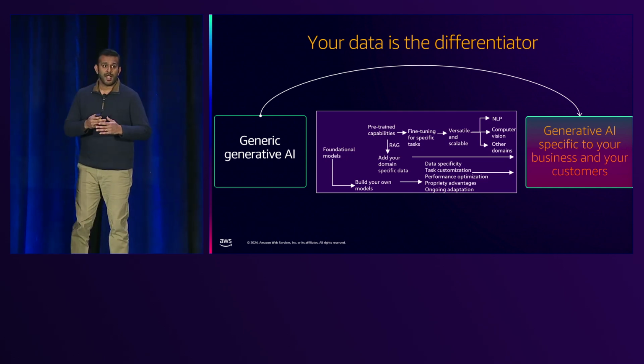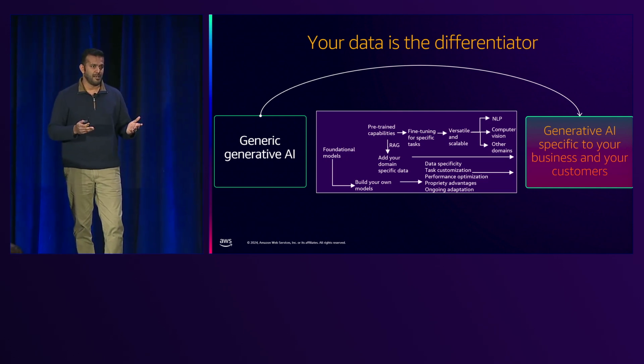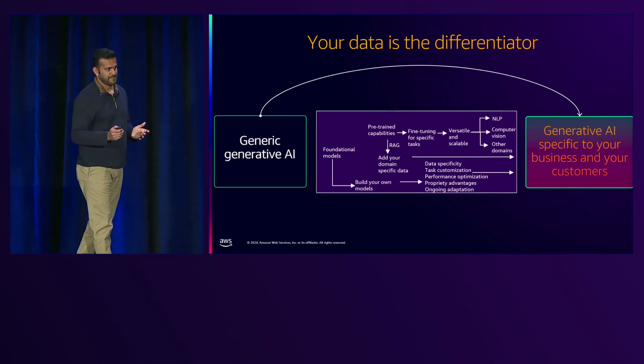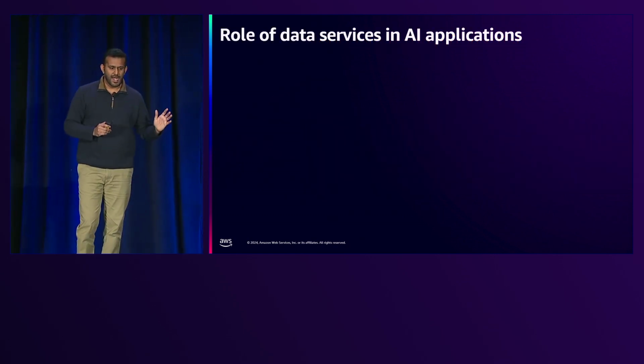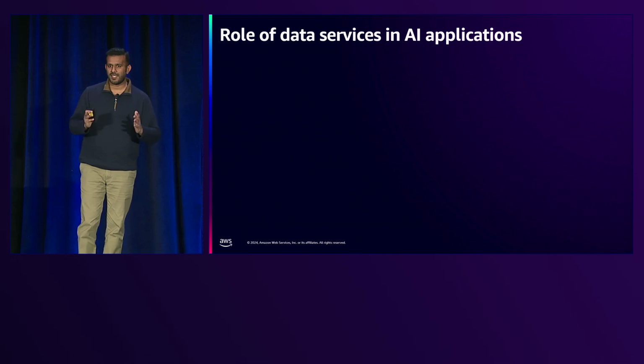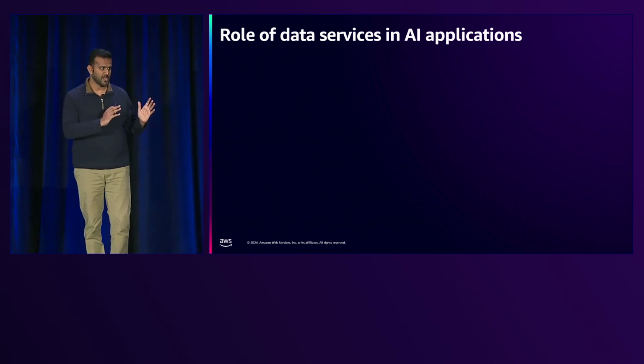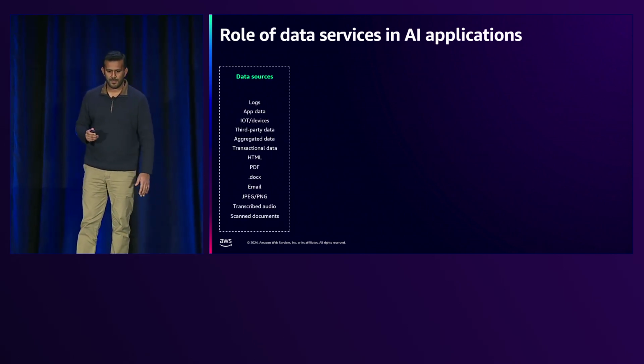Now, in order to make sure that all of your data is available for your applications to be trained on, you need to have a data strategy in place. So let's look at how you can build a data strategy, like what are the building blocks that you need to make sure when you're building these end-to-end pipelines.